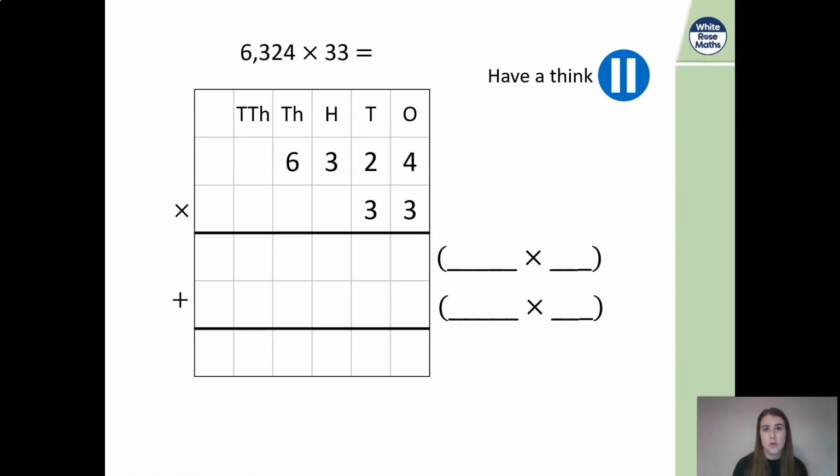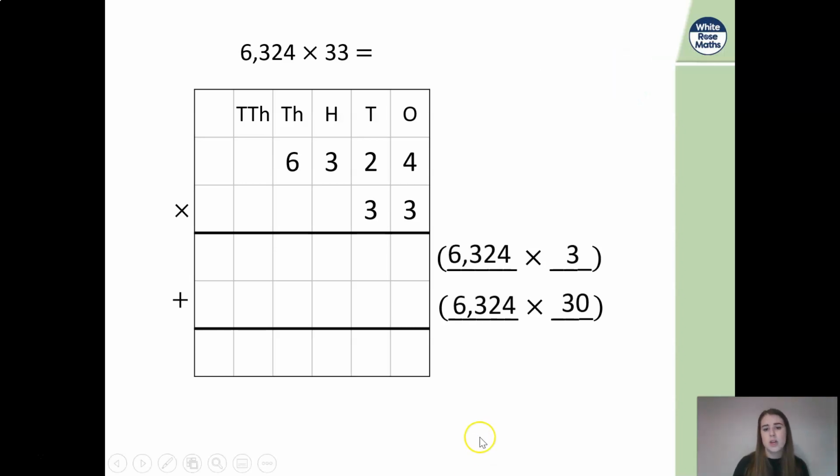Okay, so let me go through it with you step by step. So the first sum that we're going to be looking at is going to be 6,324 multiplied by 3. So that's going to be my first calculation. My second calculation is going to be the same, but we're multiplying by 30. Okay, so we're multiplying by 10 this time round. Okay, so let's start how we usually do from the right-hand side.